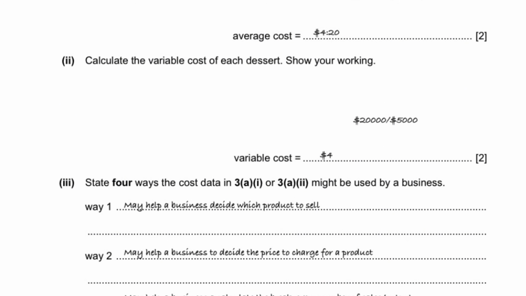Calculate the variable cost for each dessert, show your working. So the total variable cost is $20,000, and then we divide that by 5,000 units, and the variable cost will be $4.